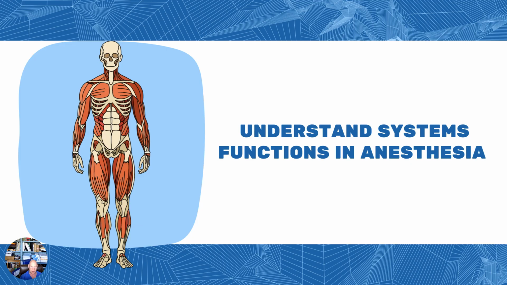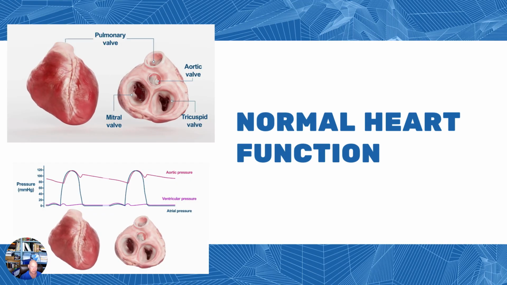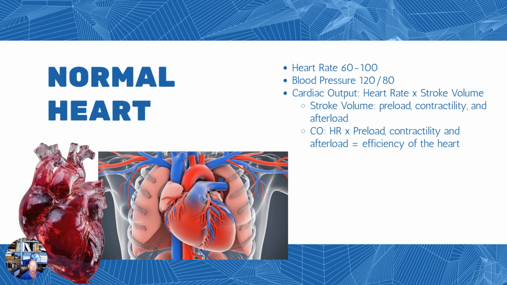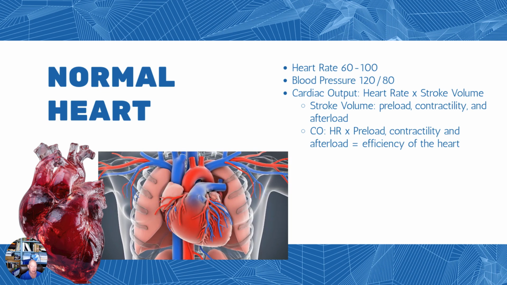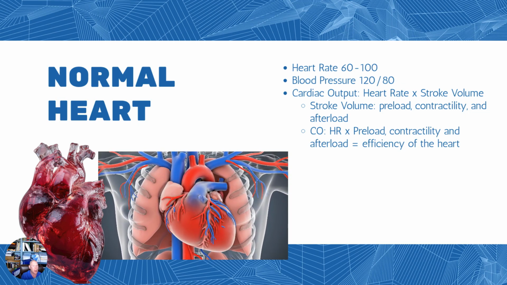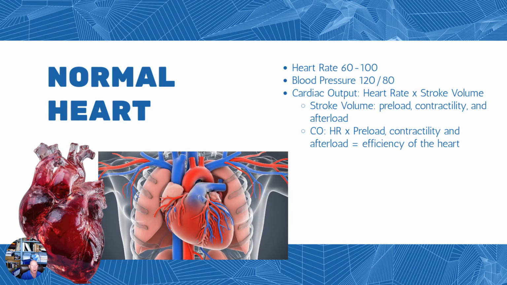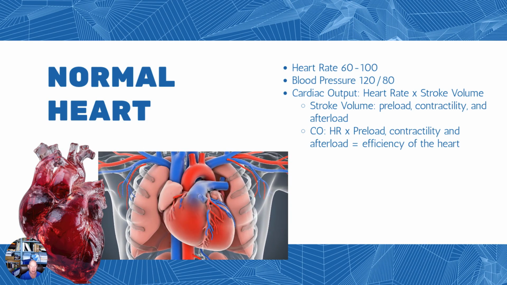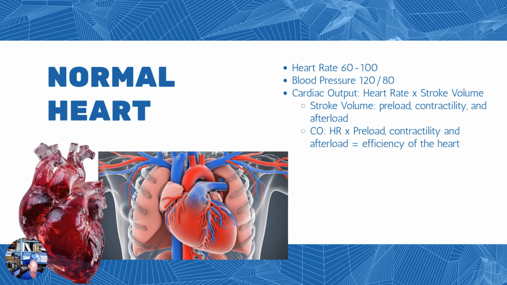We're going to move on to understanding systems and functions in anesthesia. We're going to look at a normal heart. A normal heart has a rate of 60 to 100 beats per minute. The blood pressure is usually 120/80. The cardiac output is the heart rate times stroke volume.